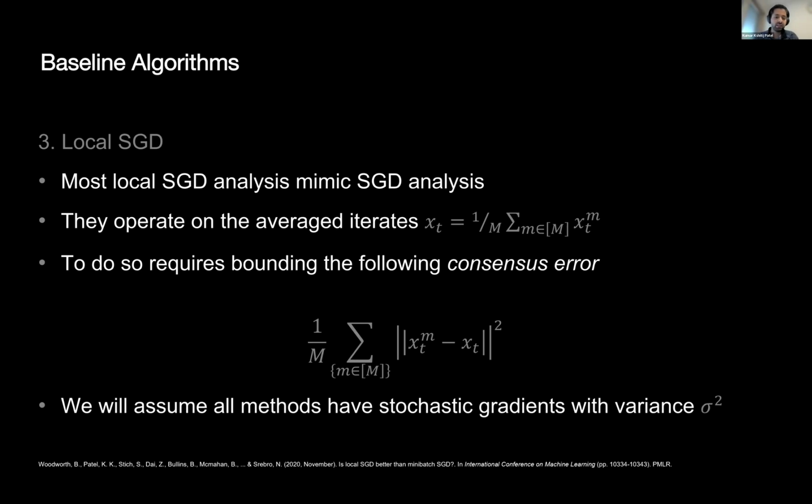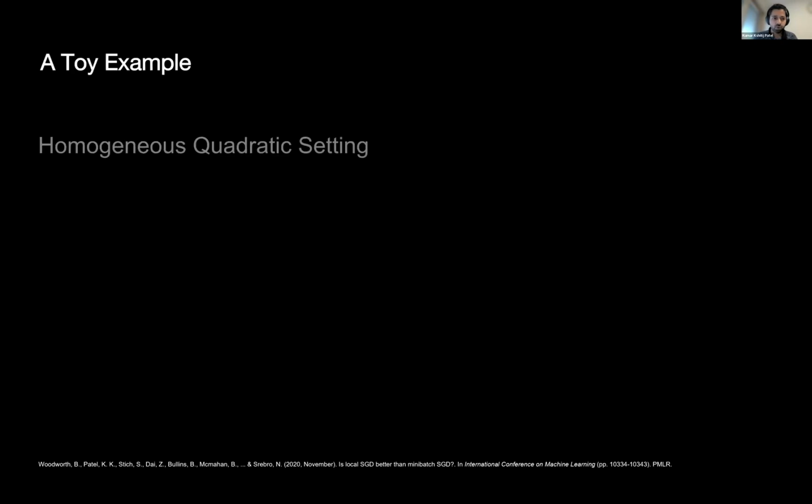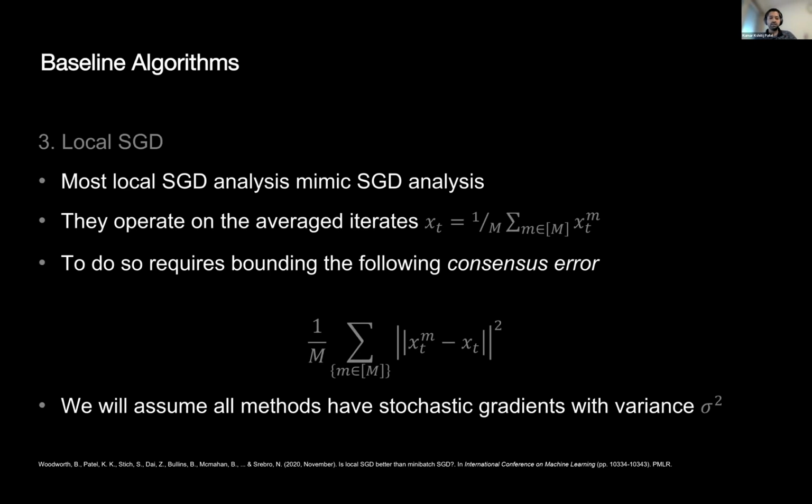As I'm going to give some rates in the next slide, we're going to assume that all methods, single machine, mini batch, and local SGD on each machine, have access to stochastic gradients with variance sigma square. Okay. So this was the theoretical setup.